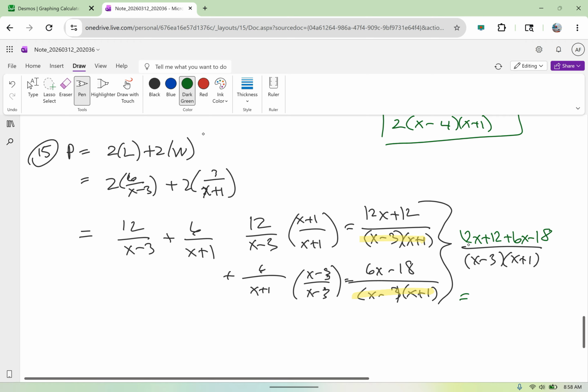Combine like terms, 12x plus 6x is 18x. And then 12 minus 18 is minus 6. All right, so that is the perimeter of the rectangle. All right, next we're going to be working 17 and 18.